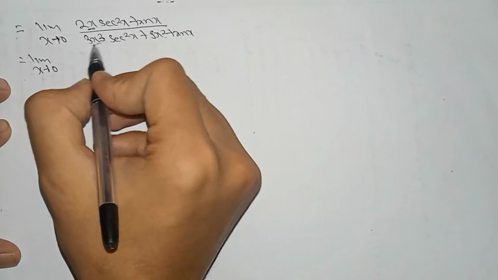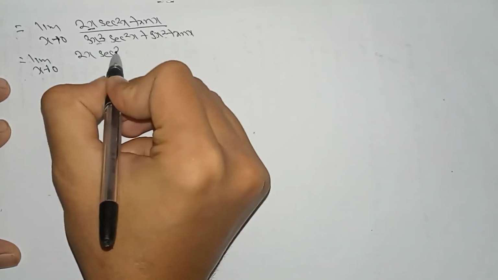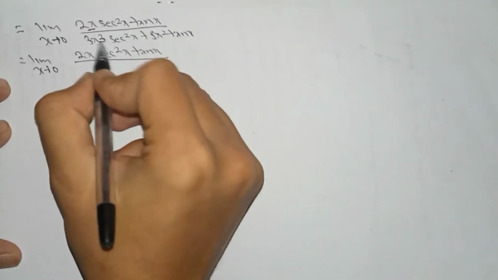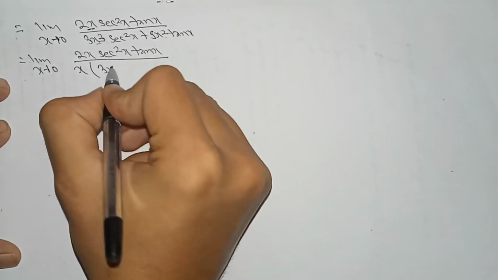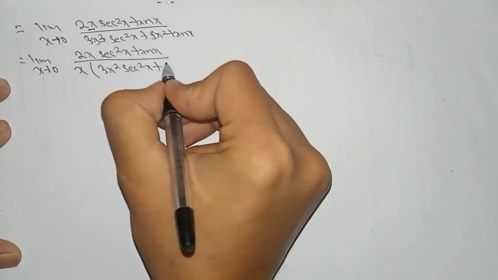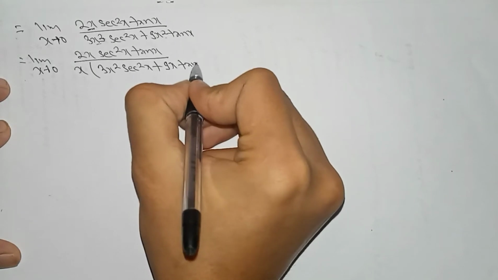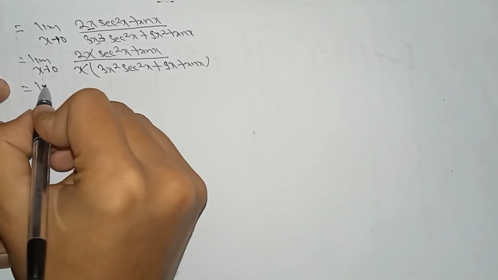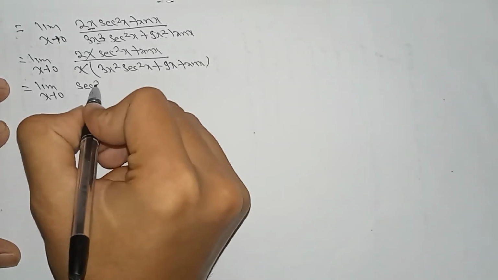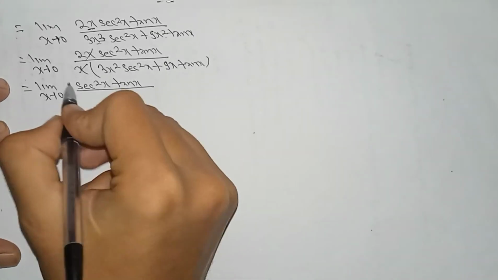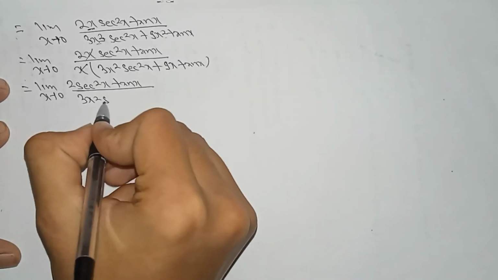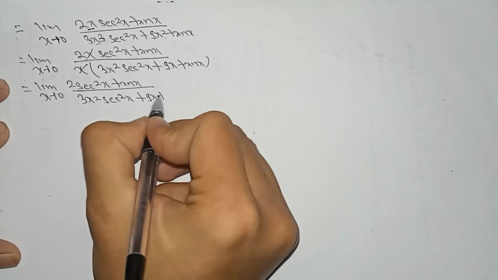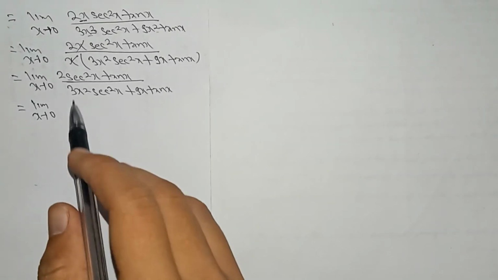Okay, here it is 3x cube, so that means 2x sec square x tan x. Take x as common, so here we have x times (3x square sec square x plus 9x tan x). Okay, so this cancels out. So here it is limit x tends to 0 of 2 sec square x tan x over 3x square sec square x plus 9x tan x. Okay, so again we have to differentiate this term.